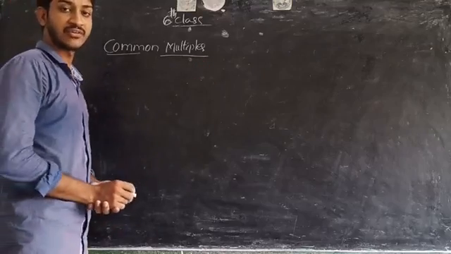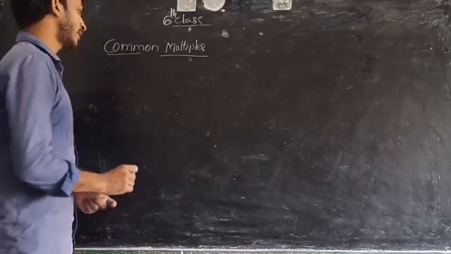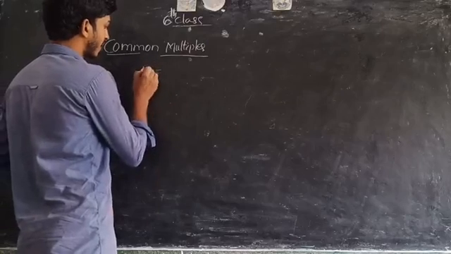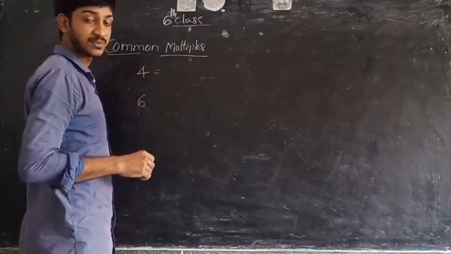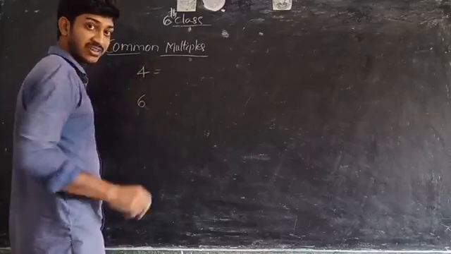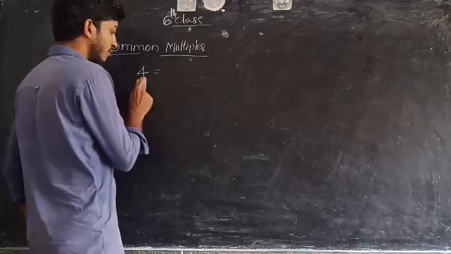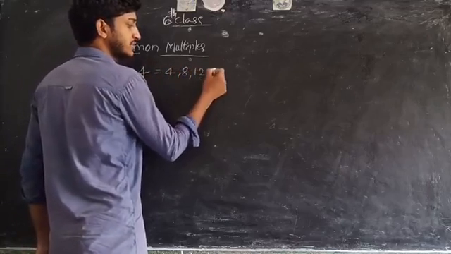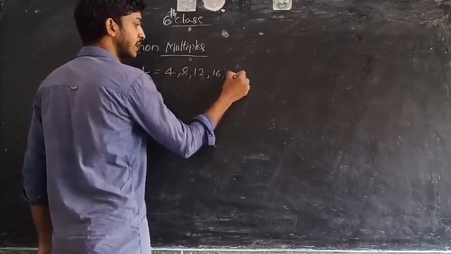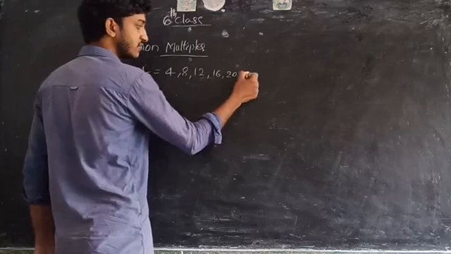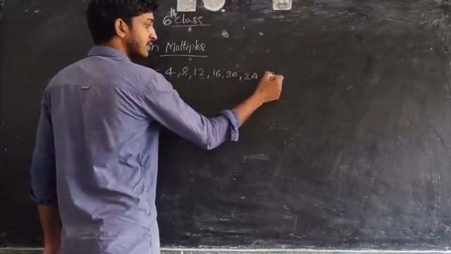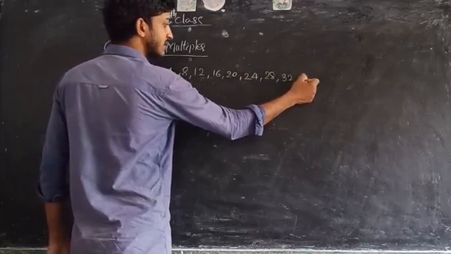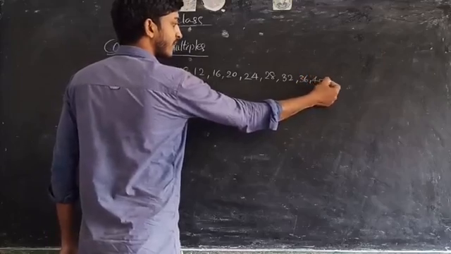The same for the two given numbers. See here, I am taking two numbers, 4 and 6. So write the multiples of 4 here. Multiples of 4 means we have to multiply 4 with the numbers. So 4 table: 4 into 1 is 4, 4 2 is 8, 4 3 is 12, 4 4 is 16, 4 5 is 20, 4 6 is 24, 4 7 is 28, 4 8 is 32, 4 9 is 36, 4 10 is 40, and so on.